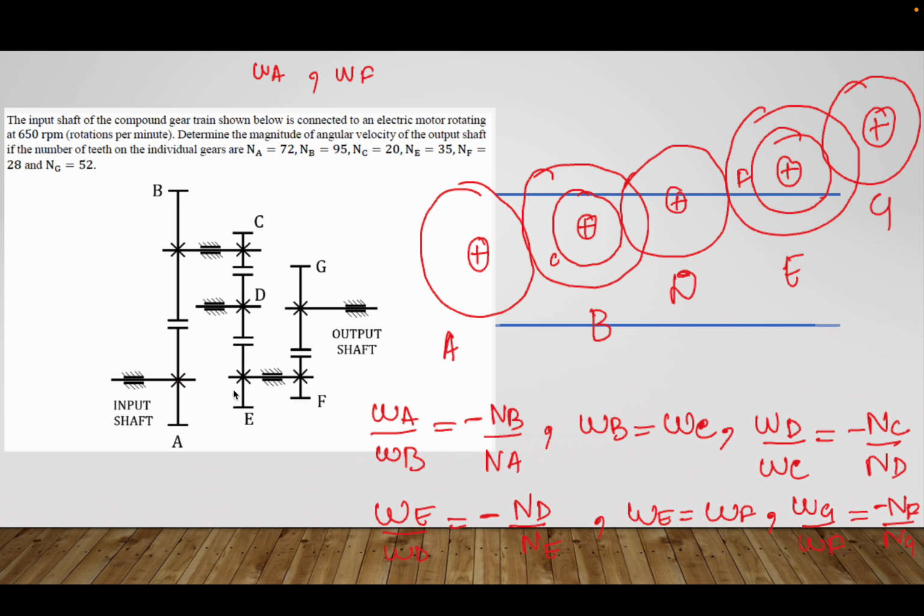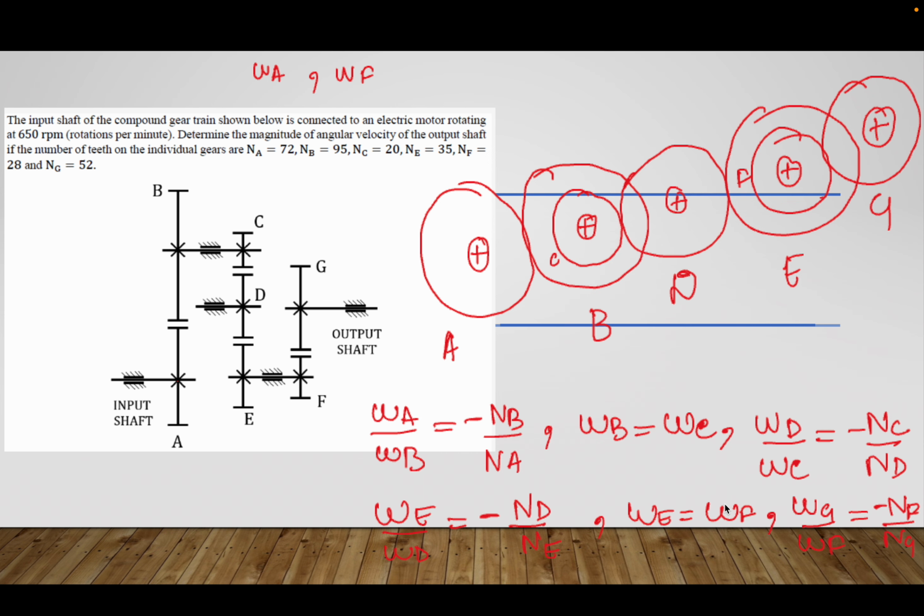Now after that, D and E are also connected in series here. Then E is again connected with the same shaft as F, right? And F is connected to the gear G, which I have shown here. They have a contact here, and G has a different shaft. Now you can simply write the equations: omega A upon omega B is equal to minus NB upon NA, right? Omega B will be equal to omega C. Omega D upon omega C is equal to minus of NC upon ND. Omega E upon omega D will be minus of ND upon NA.